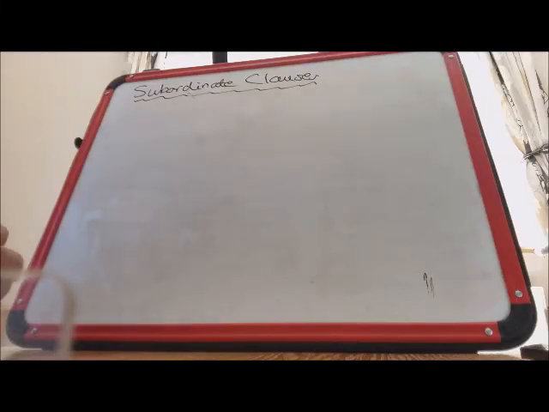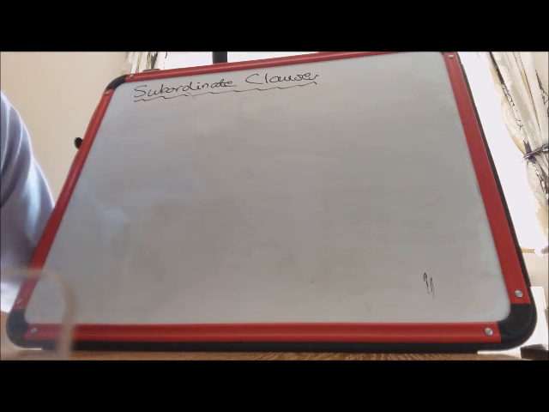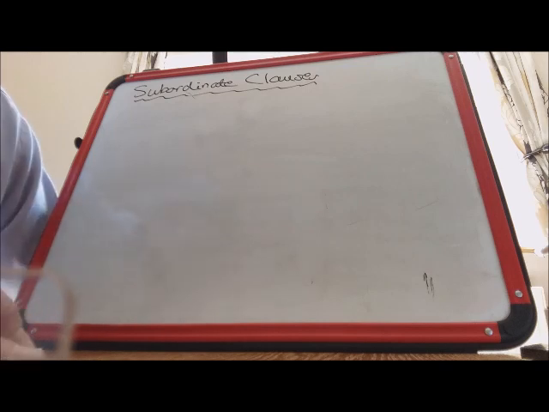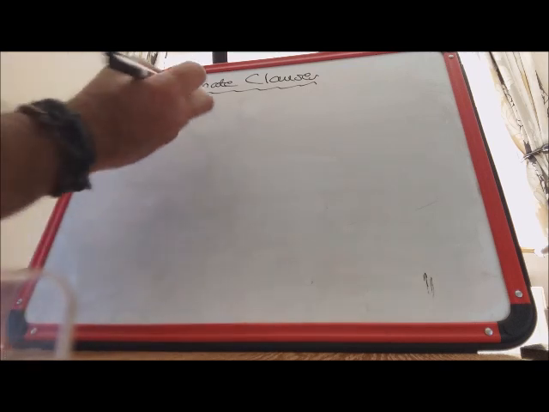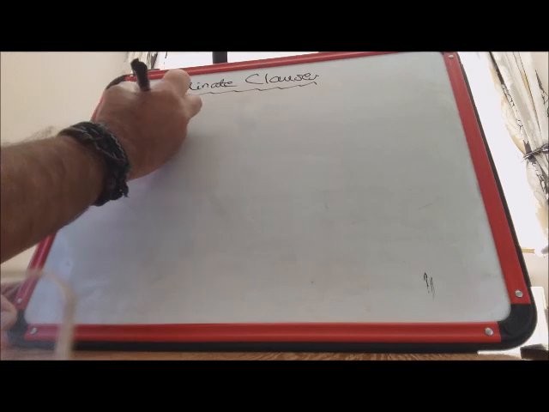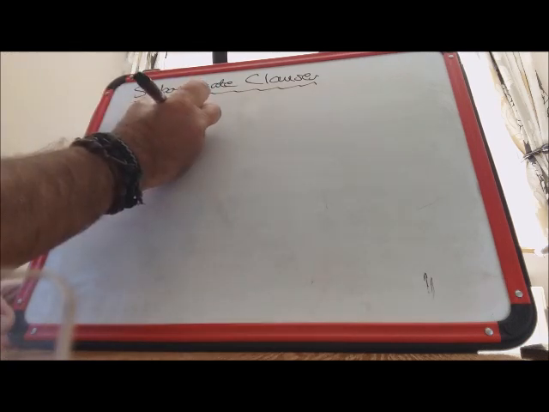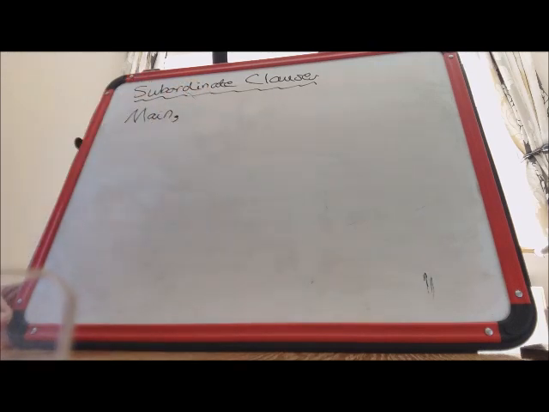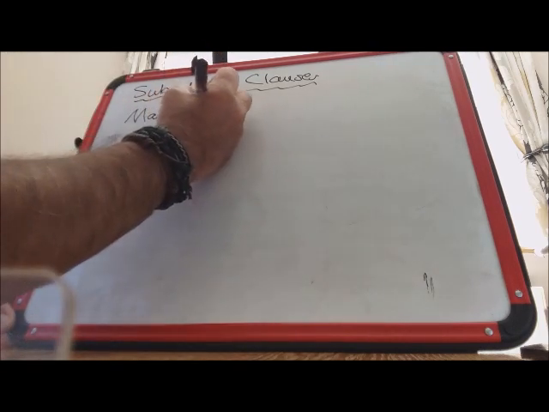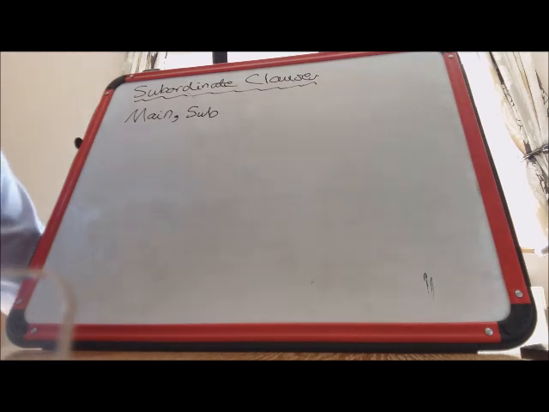Okay, now we're on to Thursday's lesson. In this lesson, we're going to talk about sentences which have got main clauses and subordinate clauses. But this time, the sentence is going to work like this. It's going to be main clause, then there's going to be a comma, then there's going to be a subordinate clause.